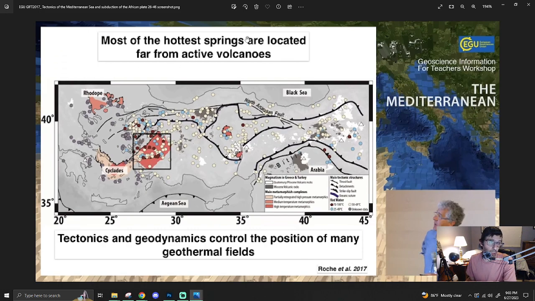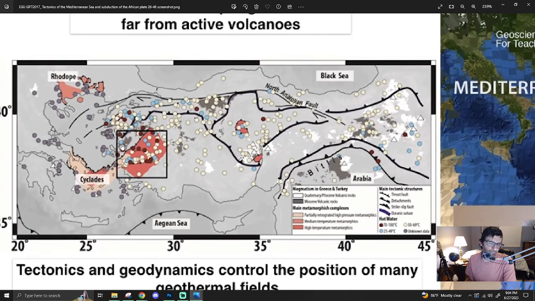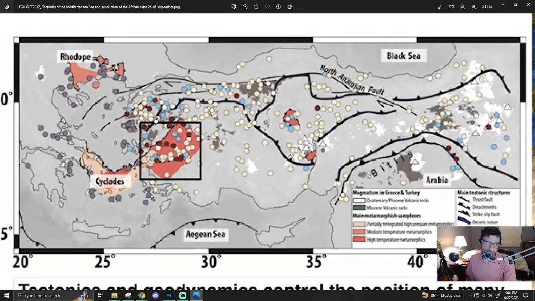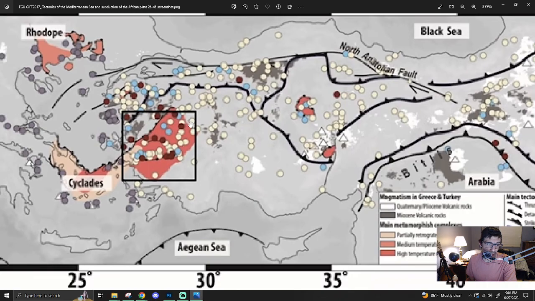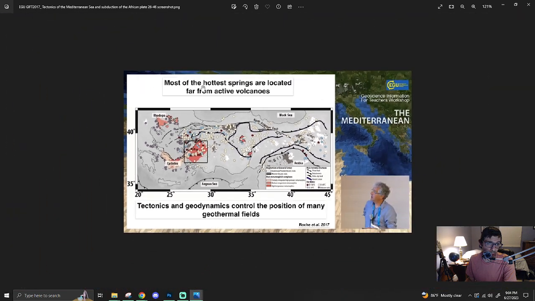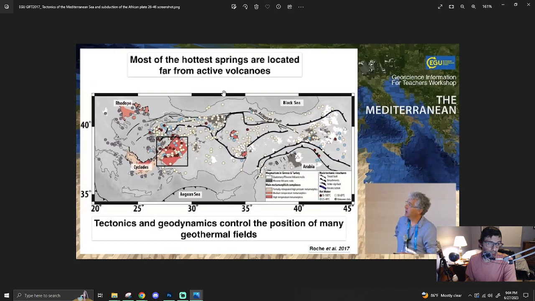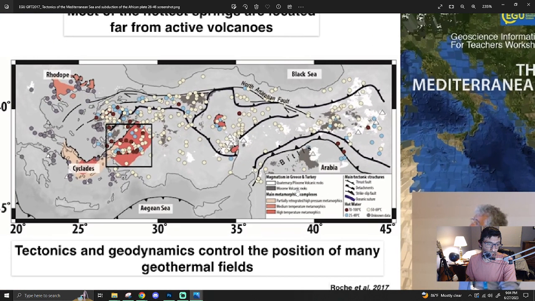Most of the hottest springs are located far from active volcanoes, so I took a picture of a lot of things just in case, and pretty much every slide has some of these. I think this one's like every slide. But the hottest water is brown, which are generally positioned away from the major faults or volcanoes. Far from active volcanoes, which I guess are these ones. Hard to tell what it says.